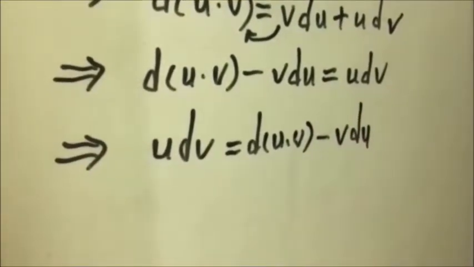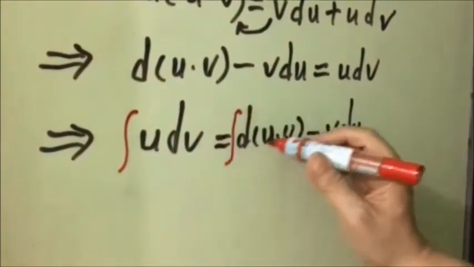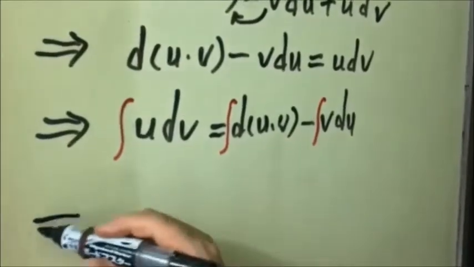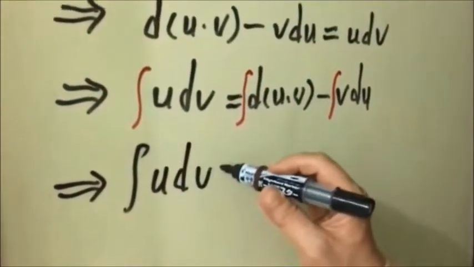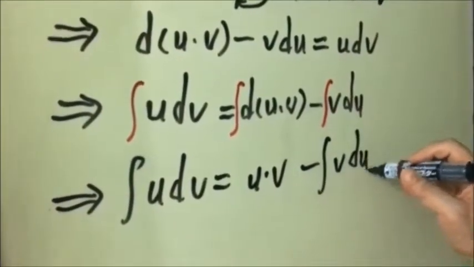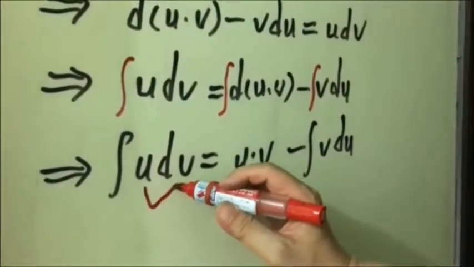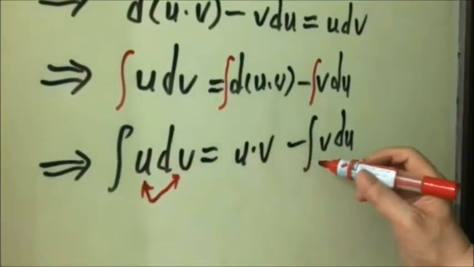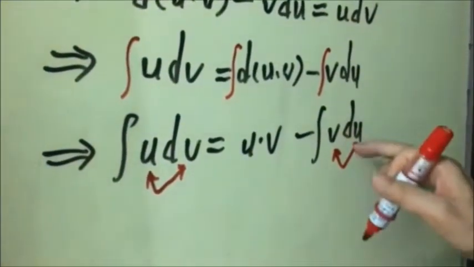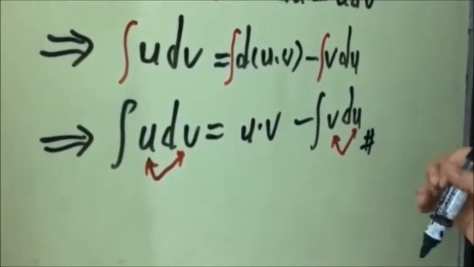So the equation becomes like this, and then we integrate both sides, each term, and the formula becomes: the integral of u dv is equal to uv minus the integral of v du. We call this changing position. The u dv changes into this form, and maybe the integral we can solve in this way. The next video will introduce an example.